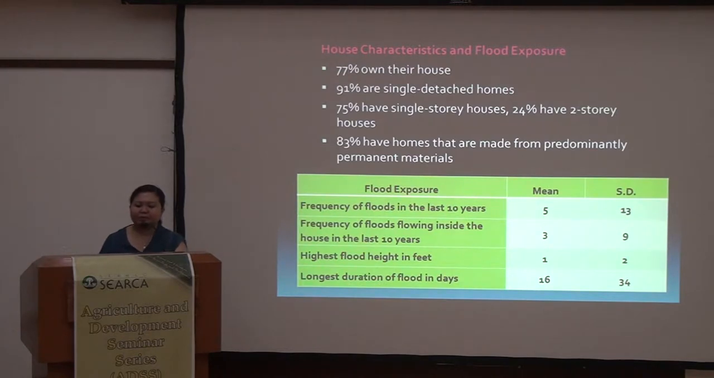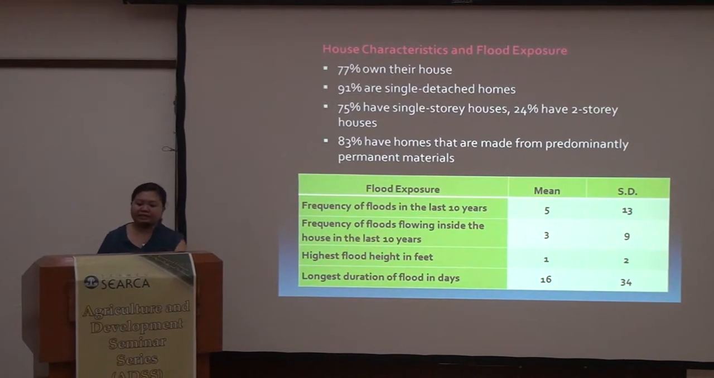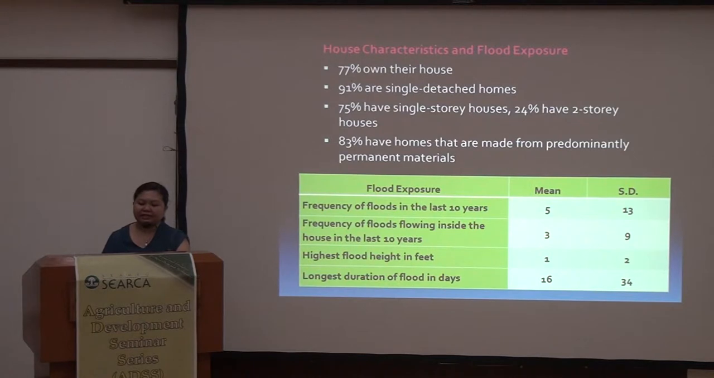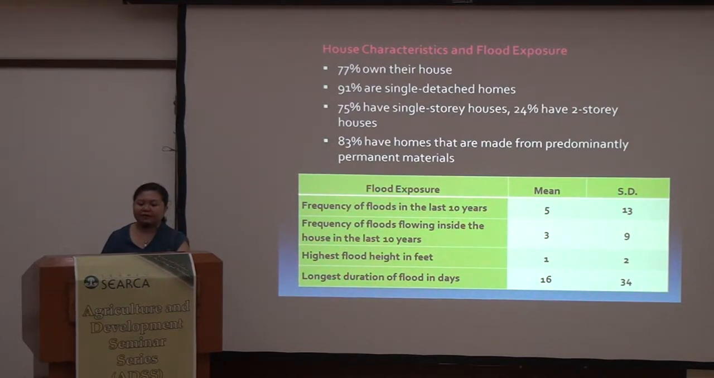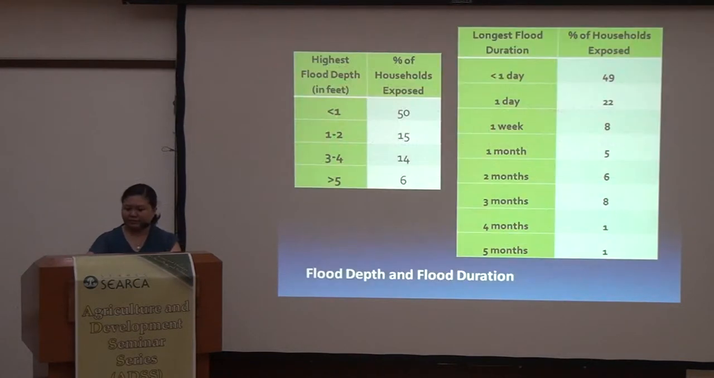In terms of exposure, the mean frequency of floods in the last 10 years is 5. Frequency of floods that flow inside their houses is 3 in the last 10 years. And the highest flood height, the mean is 1 foot, and the longest duration, the mean is 16 days. So it is also interesting to look at the distribution of the exposure of households.